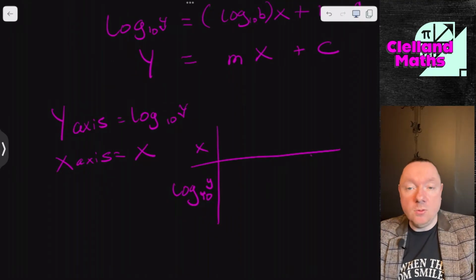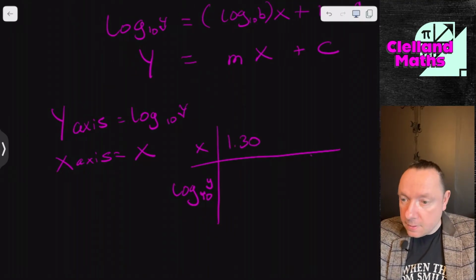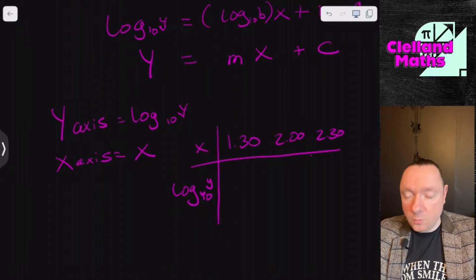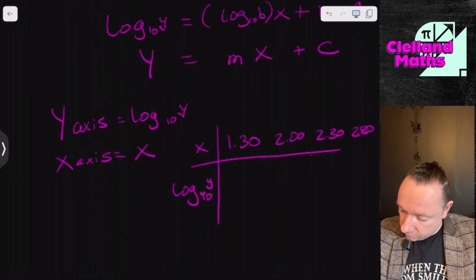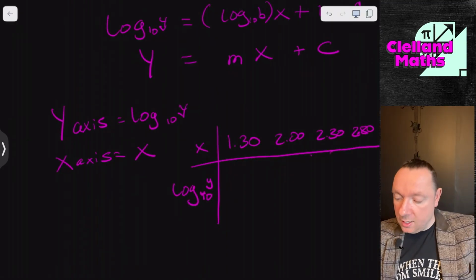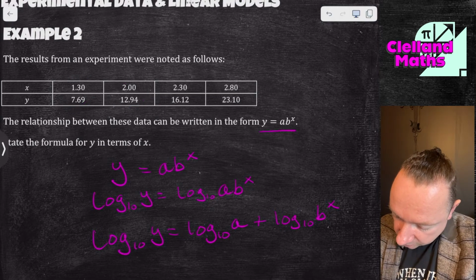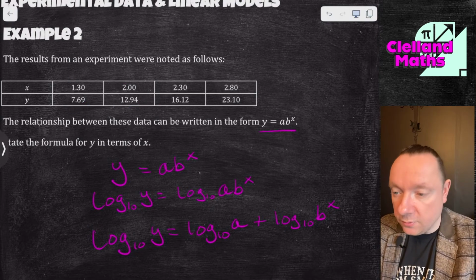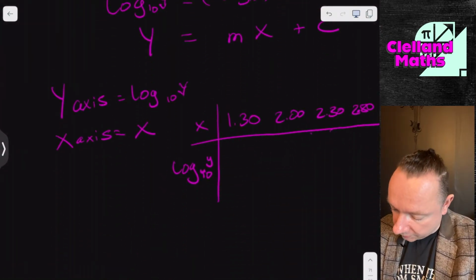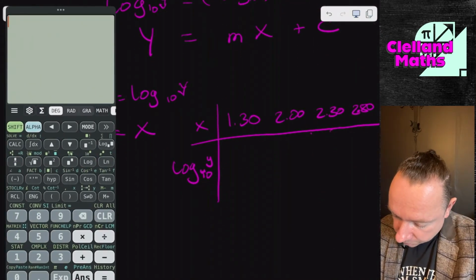So our original x's were 1.30, 2.00, 2.30, and 2.80. Now we just check our y's: 7.69, 12.94, 16.12, and 23.10. So I'll do one, but you can do the rest yourself.